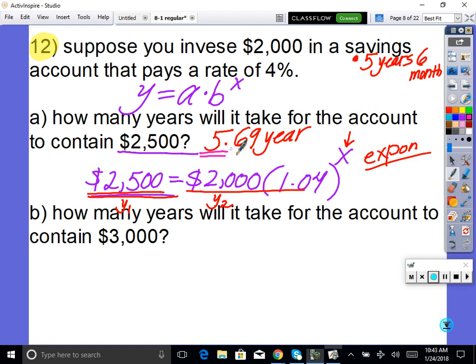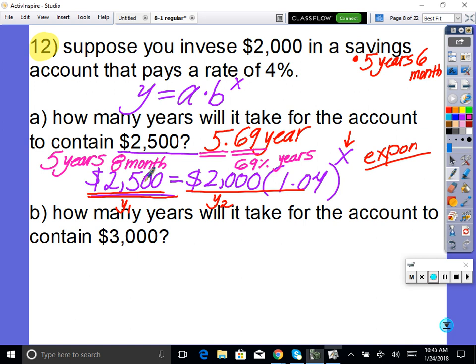This is 5 years, yes, but then this 0.69 means 69% of a year. Well, how many months is that? We only want 69% of that 12 months. So take 12 and times it by 0.69. Now we truly know how many months. So 5 years and how many months? 8 months. Now with those other decimals, you could then get into days. Right, you could keep going. You can know the exact second of the day when you will finally reach that $2,500. I'm only going to ask you to go up to months.